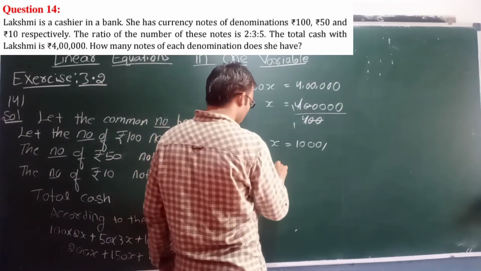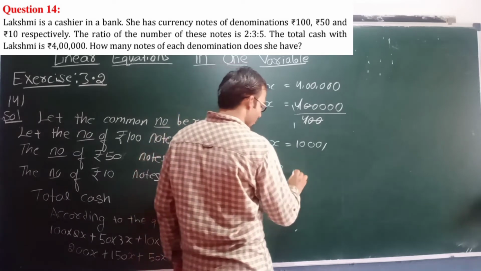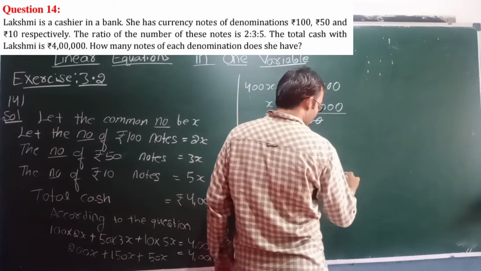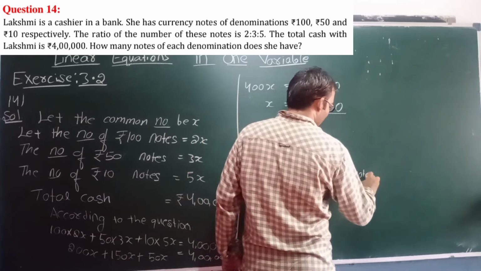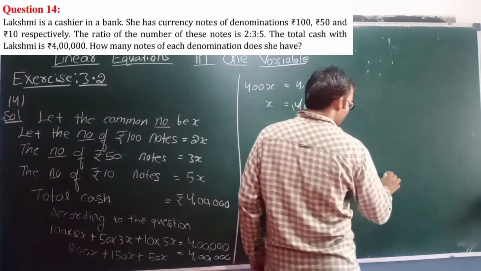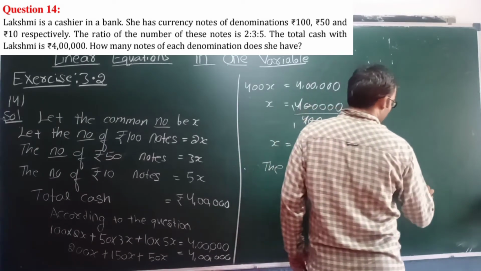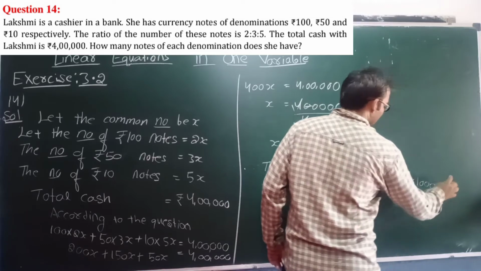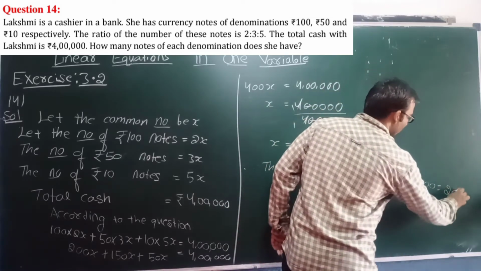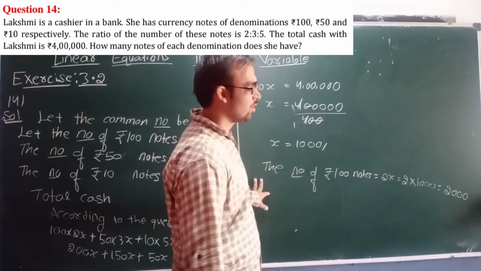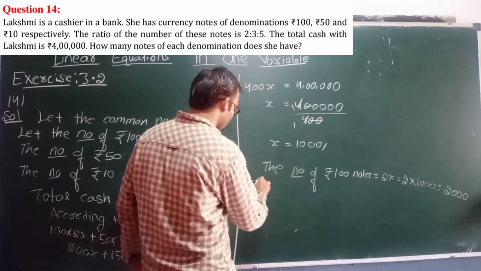Therefore, the number of 100 rupee notes equals 2x equals 2 into 1000, that is equal to 2000. Okay, so how many notes of 100 rupees are there, students? 2000.